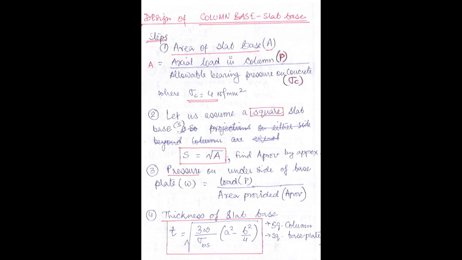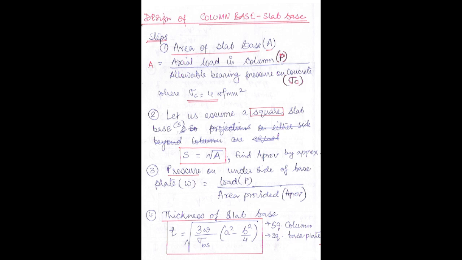Step number 2. Let us assume the square slab base, that is we will be designing the slab base as a square section. So how we can find out the side of the square? Side of the square is equal to under root of A. So from here you find the approximate area, and from here you find the area provided.